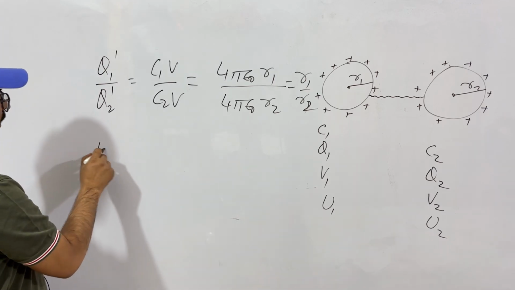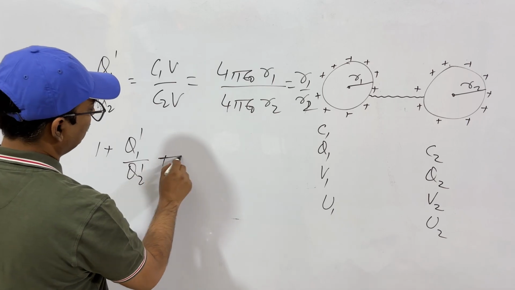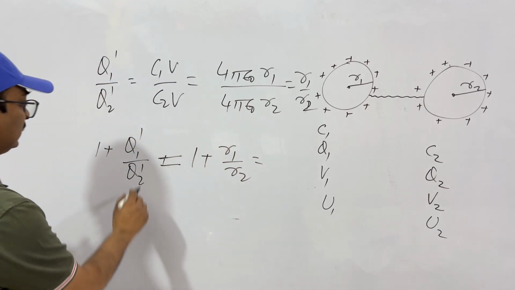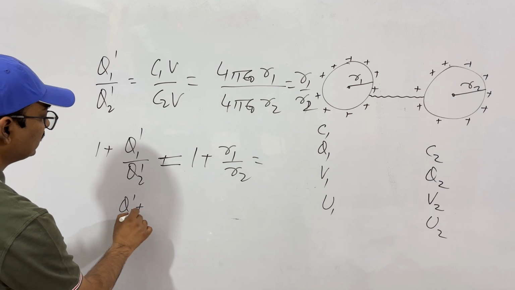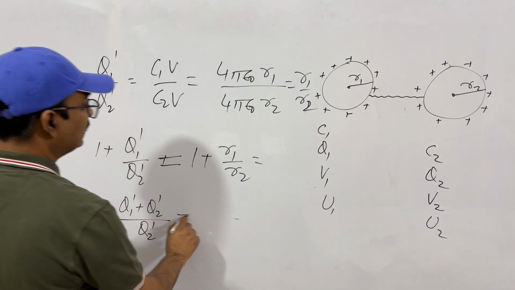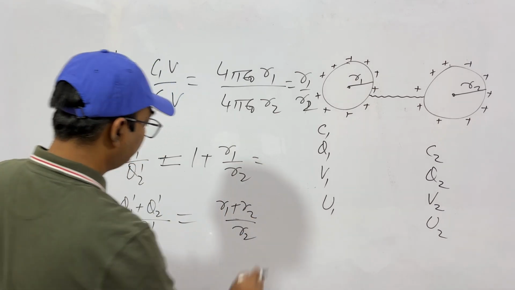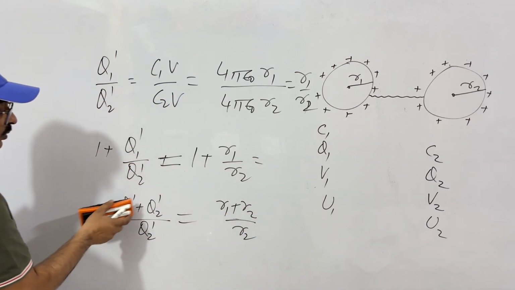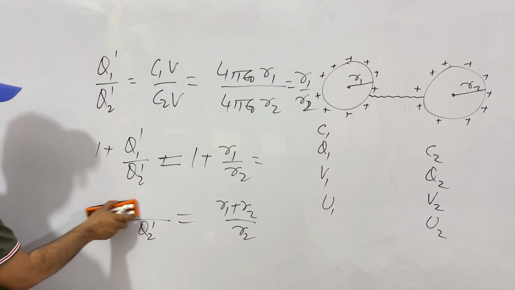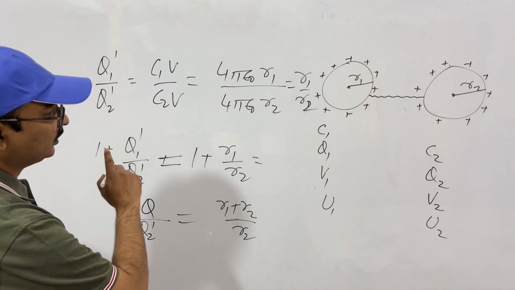One thing you can do is add 1 to both sides. This is equal to 1 plus R1 by R2. So this is Q1 dash plus Q2 dash by Q2 dash, which is equal to R1 plus R2 by R2. Okay, and Q1 dash plus Q2 dash is equal to Q1 plus Q2, that is equal to the total charge of the system Q. So you can write it like this, Q, that was Q1 plus Q2.